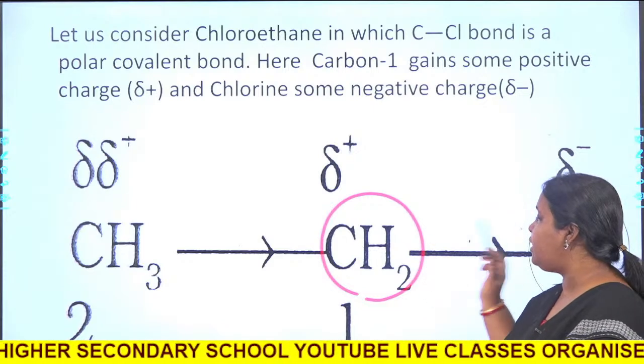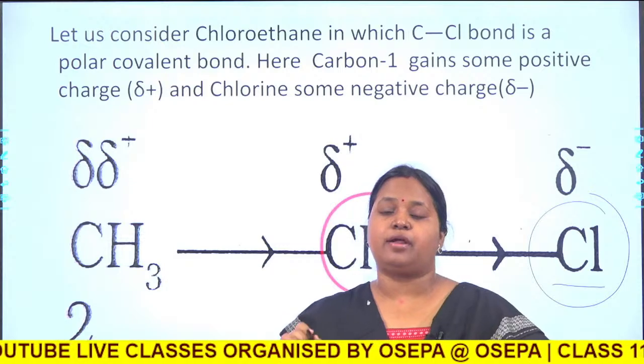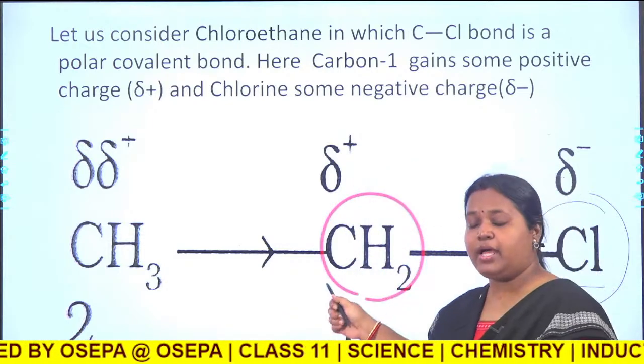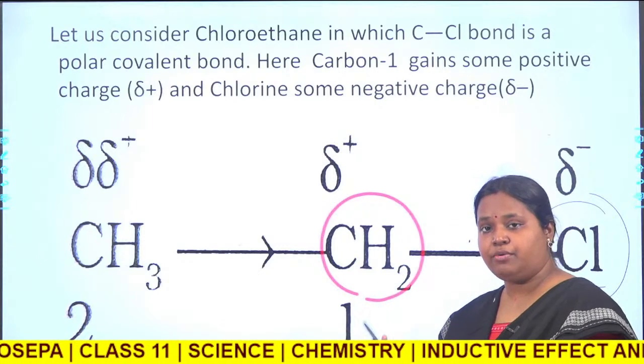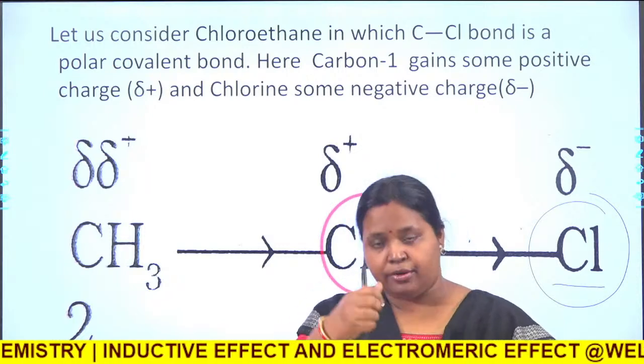So if chlorine and carbon are bonded through a sigma bond, remember that this effect operates through a sigma bond, then what will happen? Now chlorine will try to pull the bond pair towards itself.